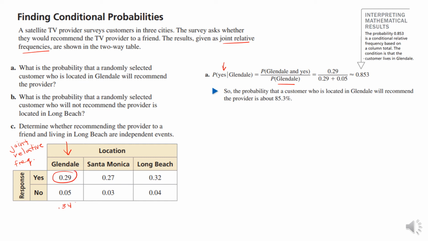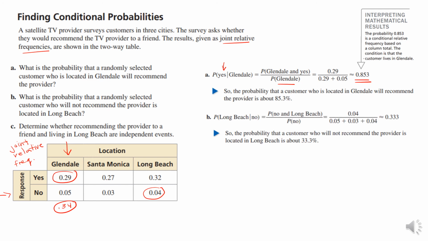And so you would go yes over 0.34, and that gives you this. The second one: what is the probability that a randomly selected customer who will not recommend the provider is in Long Beach? Now you're looking at the no's, so that's your basis, your denominator. So a no from Long Beach over all of the no's. So that's how you would do that one.